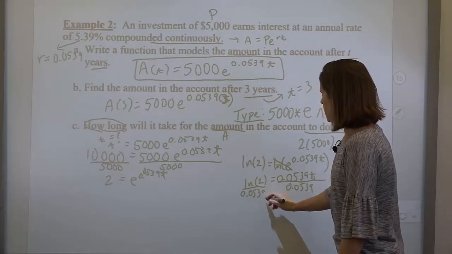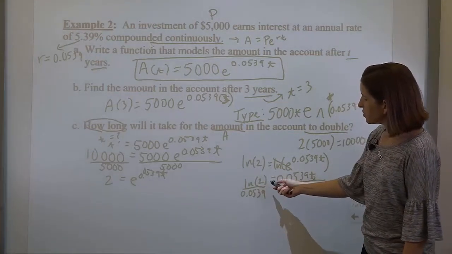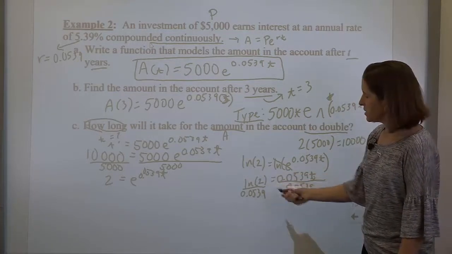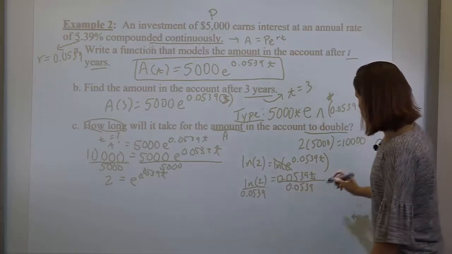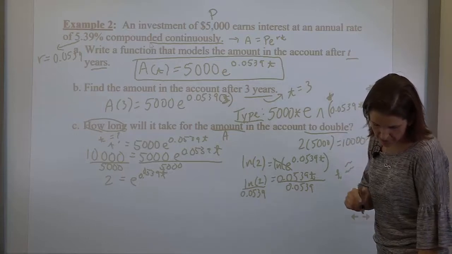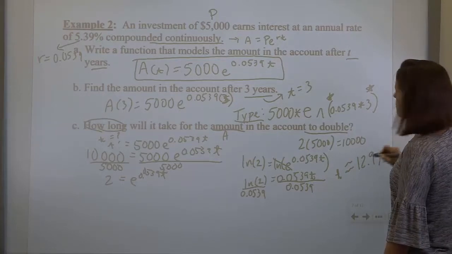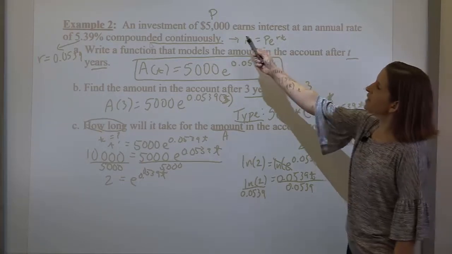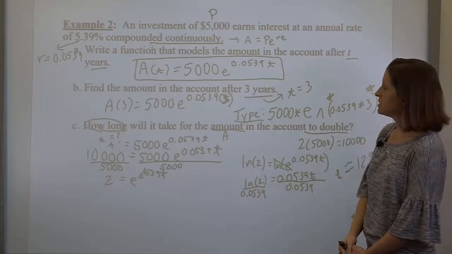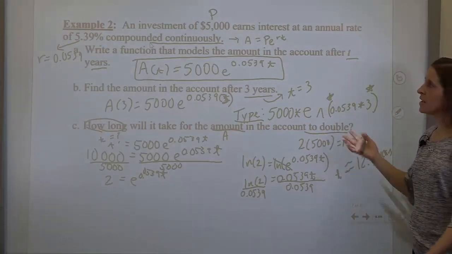Just a review. All right, so again, we have to be a little careful with how we type. We need to do ln of 2 and close that parentheses on the 2, and then divided by 0.0539. When you do that, you should get that t is about 12.9 years. So that says that if you invest $5,000 at 5.39% compounded continuously interest, then you can get that money to double in 12.9 years. So hopefully that will help you.